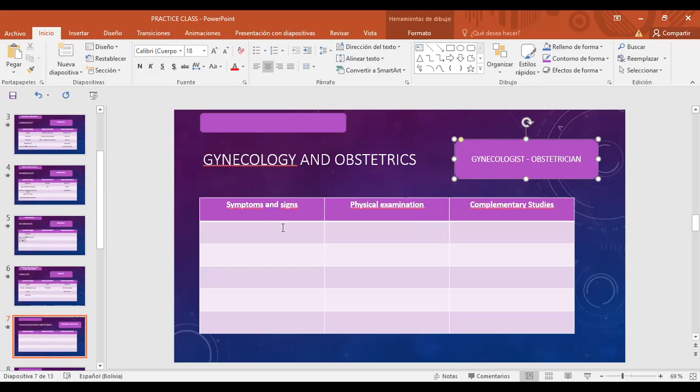Okay, so could you please tell me what gynecology does? What his or her role is? The role of a gynecologist is to diagnose and treat the female reproductive system and illnesses. Yes, great.